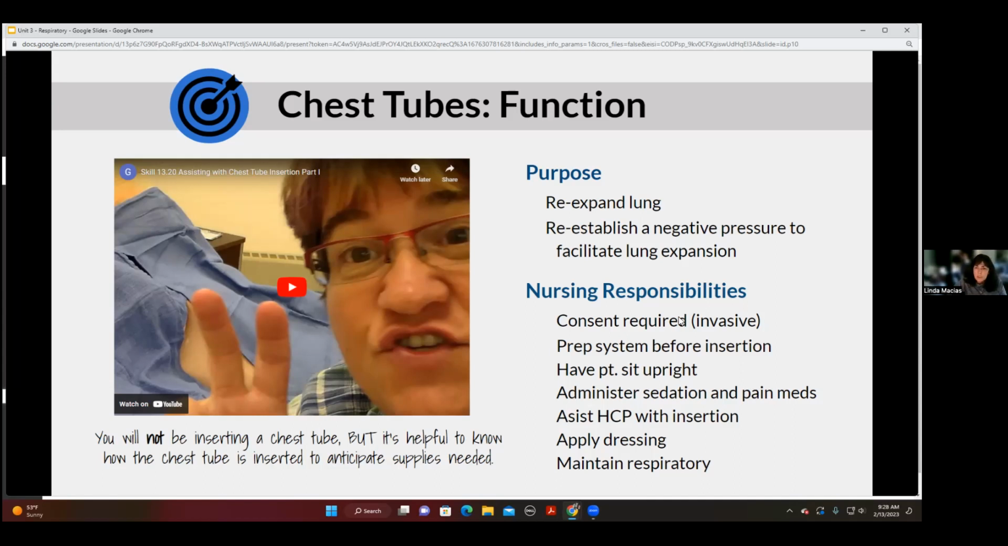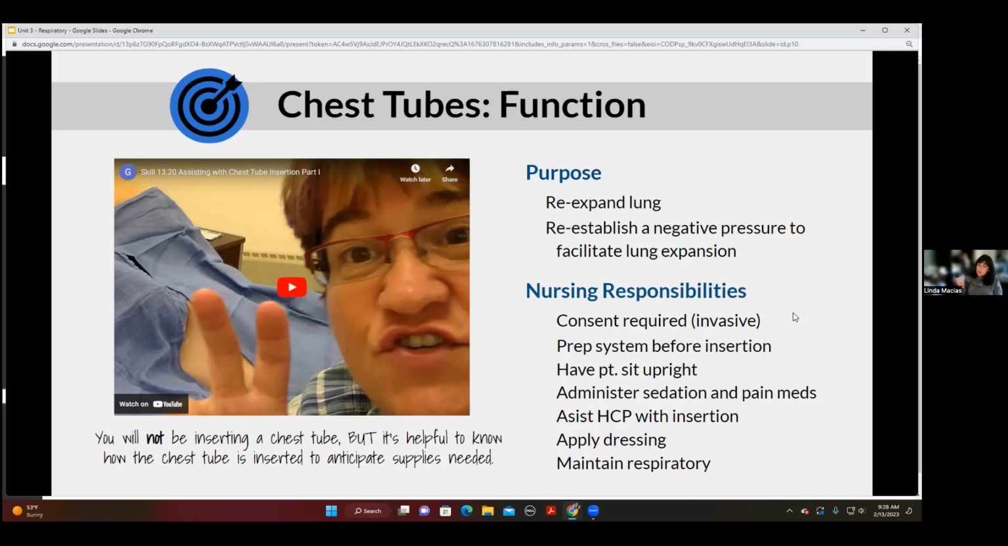We re-expand the lung with the chest tube. We reestablish the negative pressure to facilitate lung expansion, which all of us are doing at the moment, expanding our lungs. So you do need a consent and to prep the system before insertion. That means it's kind of like you're priming the system with the proper air. You have the patient sit upright, over their bedside table if they can. That's ideal. And then administer the sedation or the pain meds. That's something that we can do. And then the healthcare provider, we assist them.